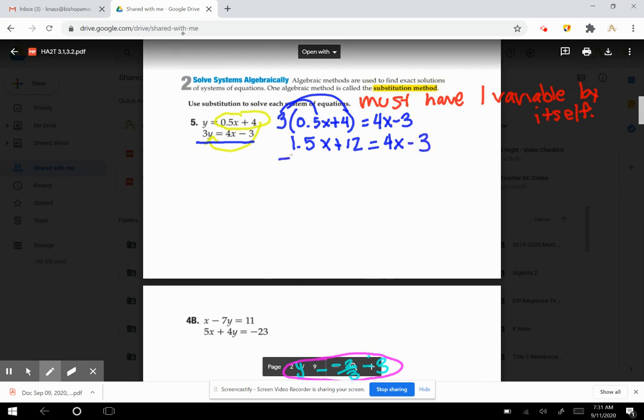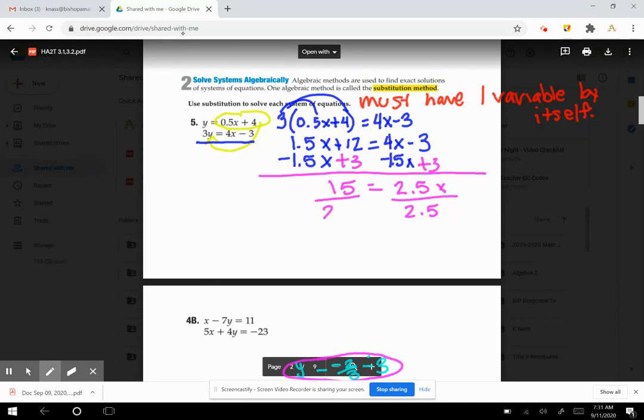I'm going to subtract the 1.5x to both sides, and at the same time, I'm going to add the 3 to both sides. So 15 equals 2.5x. Divide by 2.5. And x is 6.